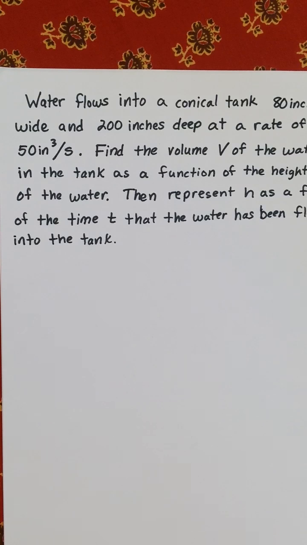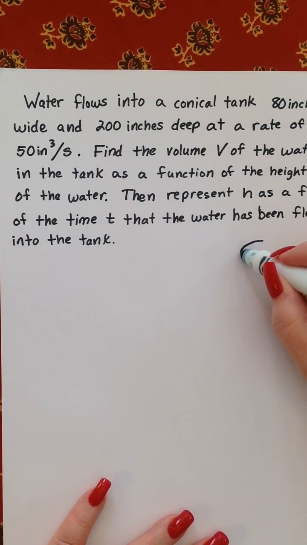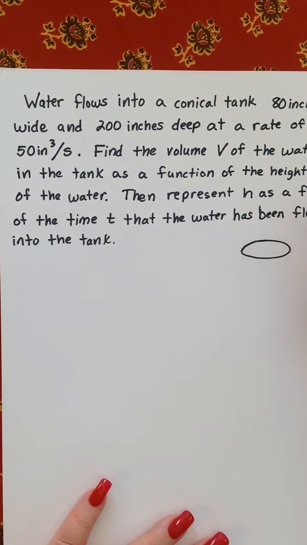And now comes our cone problem. It says water flows into a conical tank, so here's a cone, that is 80 inches wide and 200 inches deep. So if it's 80 inches wide, that means the radius would be 40, yes?